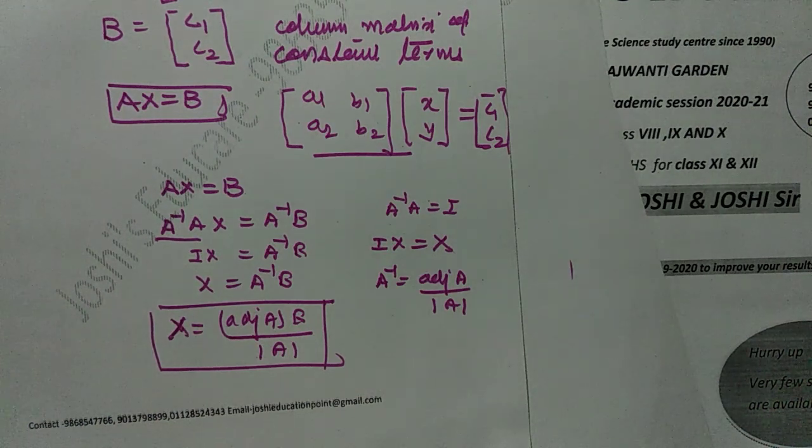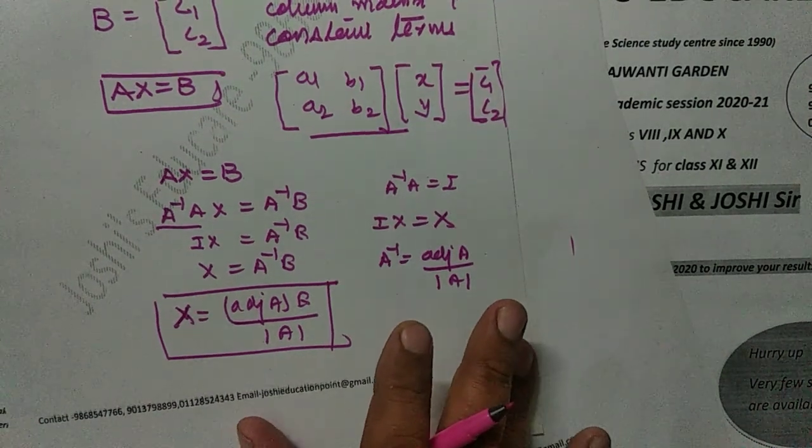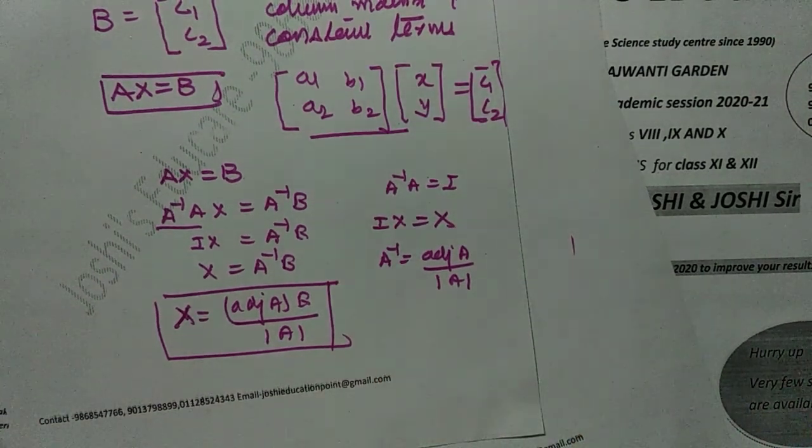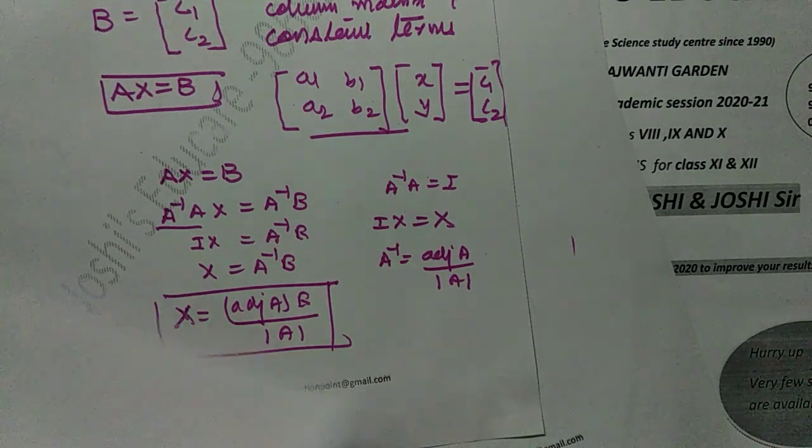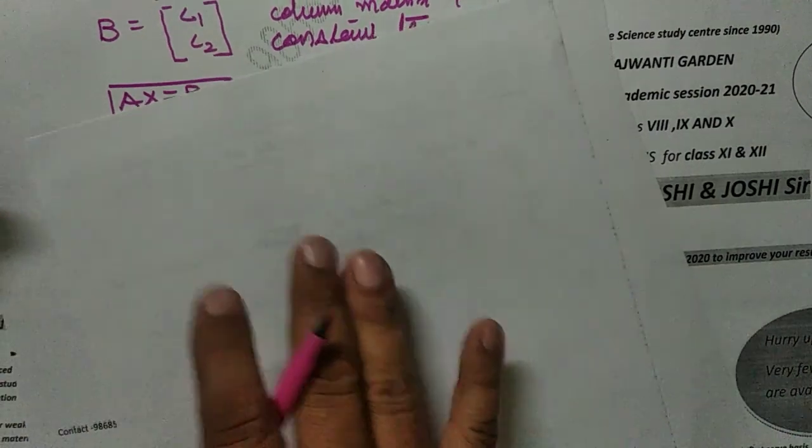Practical question I will explain you later. But this is the method to find the value of variables X, Y, Z. Now the question of consistency and inconsistency arises. So I will explain this topic briefly. What's the meaning of consistency and inconsistency?